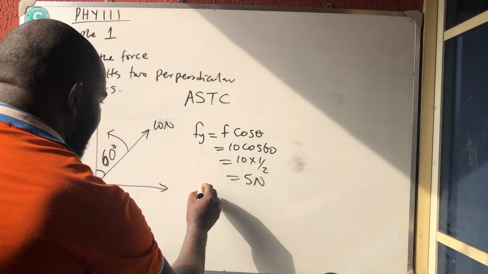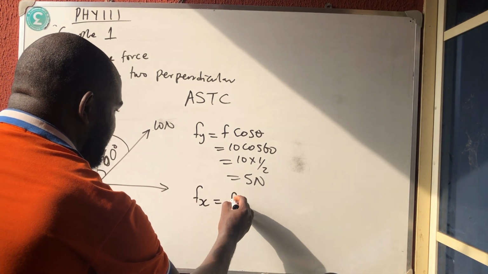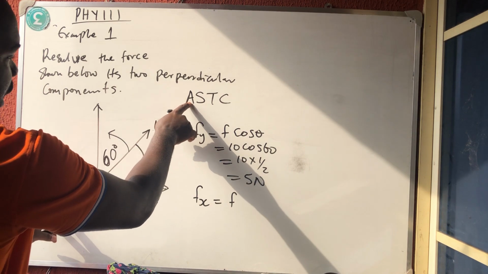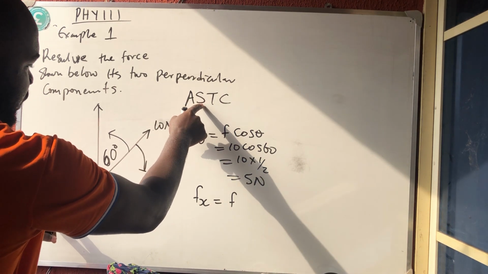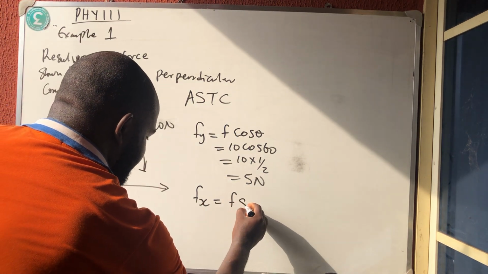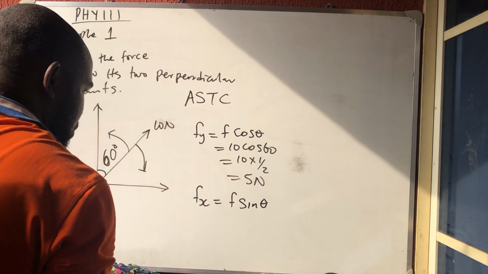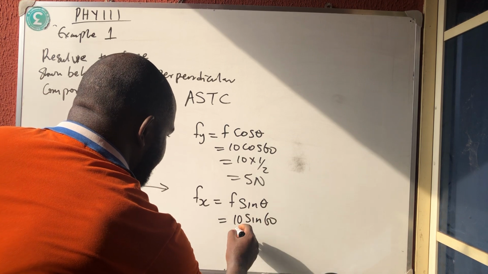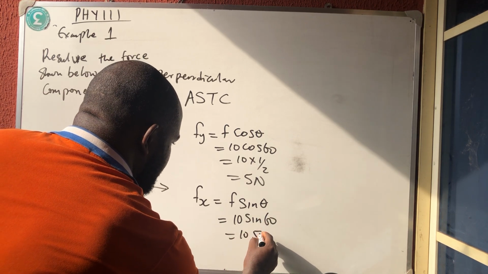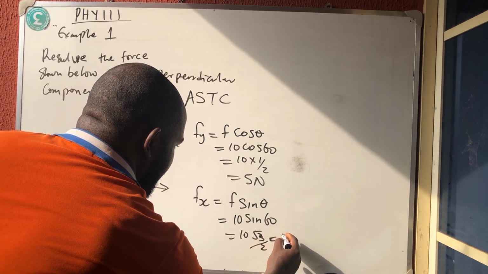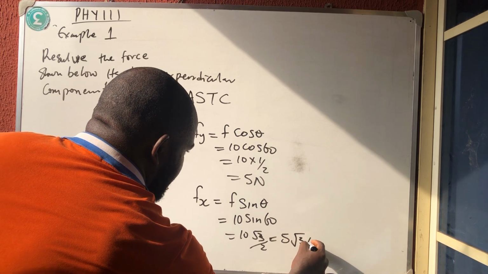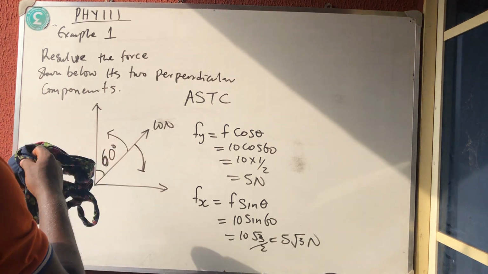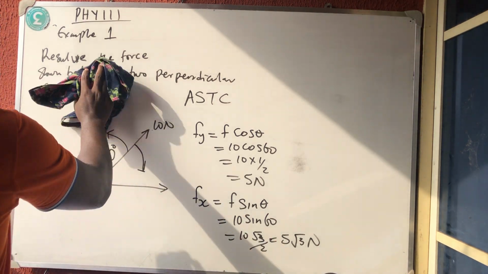So look at our x. F of x should be what? F, you see, is against. Is it away or towards? Away will give us sine. So I use what? F sine theta. So what do we have now? We are having 10 sine 60, which is what? 10 root 3 over 2, which is 5 root 3 Newton. Okay? So that is that, and simple as possible.